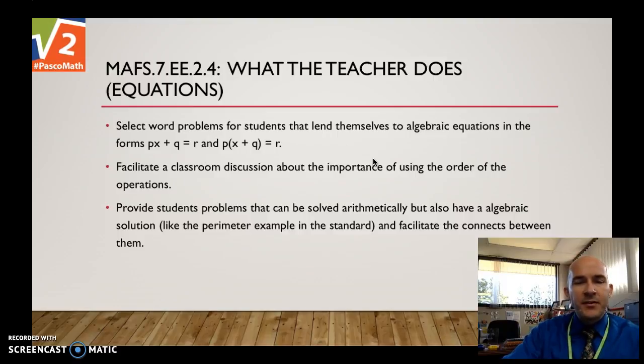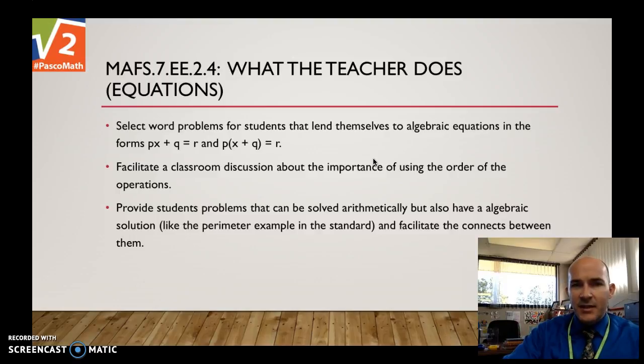So what you should be doing. Let's focus on each piece because there's a lot to this. So let's look on the equation side first. Select word problems for the students that lend themselves to algebraic equations in the form px plus q equals r and p times the quantity x plus q equals r. Some of those are like consecutive integer type problems. You can have the perimeter problem in the standard, things like that that lend themselves to these two-step equations.